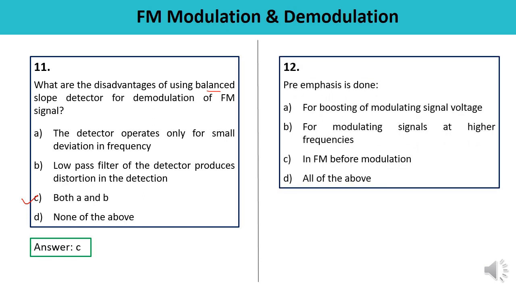Question number 12 is, pre-emphasis is done. Read out the options. For boosting of modulated signal voltage, correct. For modulating signal at higher frequency, this is also correct. In FM before demodulation, this is also correct. It means all the options A, B, C are correct. All of the above. You must mark D as the correct answer. This is the correct one.